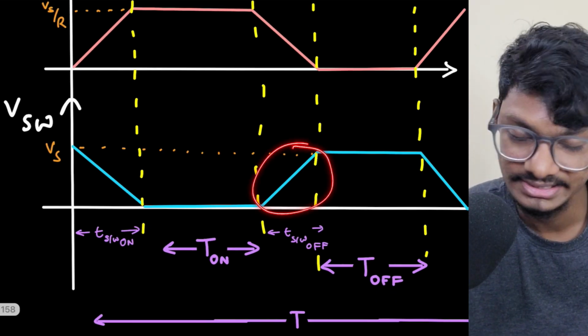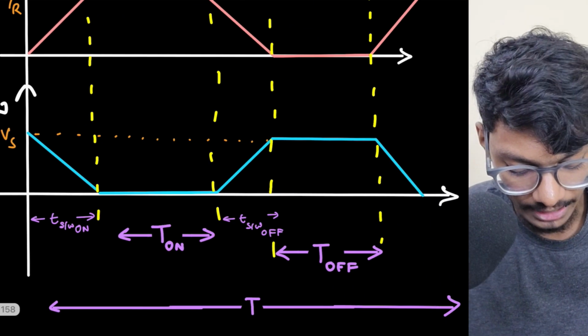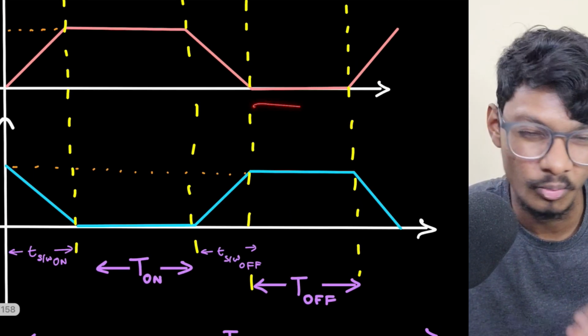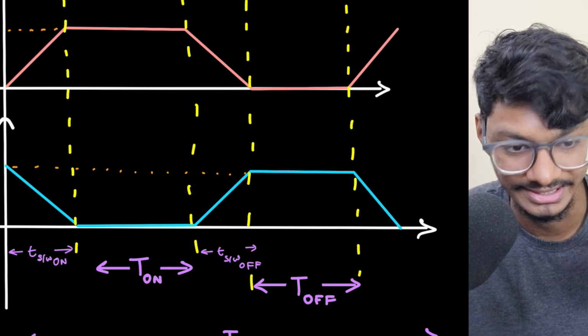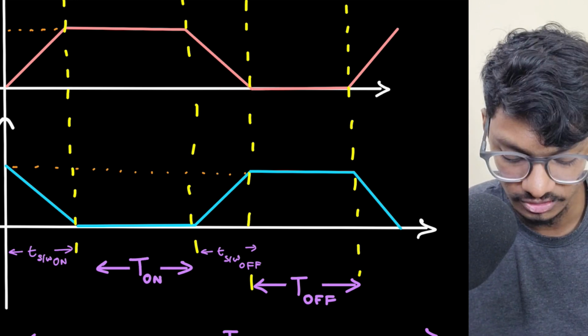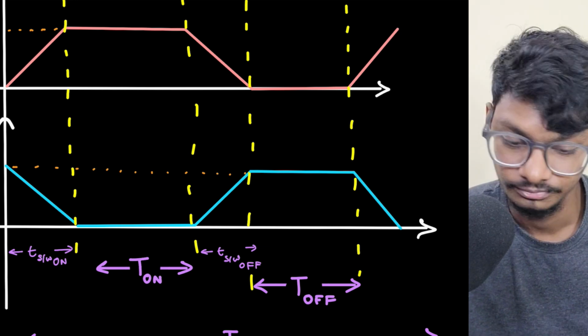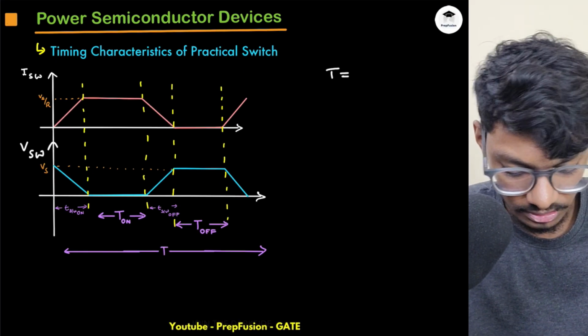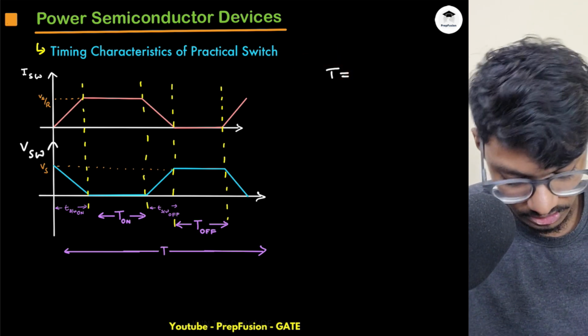You can observe it is taking some time. This is the T switch off, and again this is the off period where it has reached steady state. The voltage is Vs, constant, and the current is almost equal to 0. Obviously it won't be exactly 0 for a practical switch, but nearly I can assume that it is 0. So this period is called the off time. Now obviously my T will be the summation of all this.